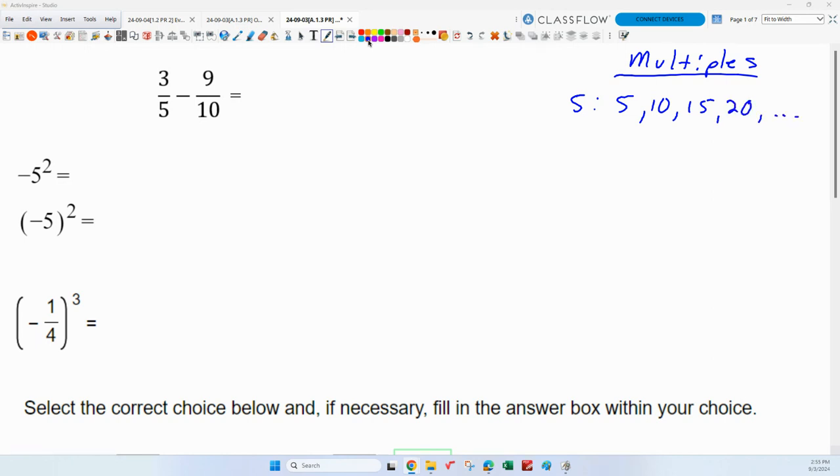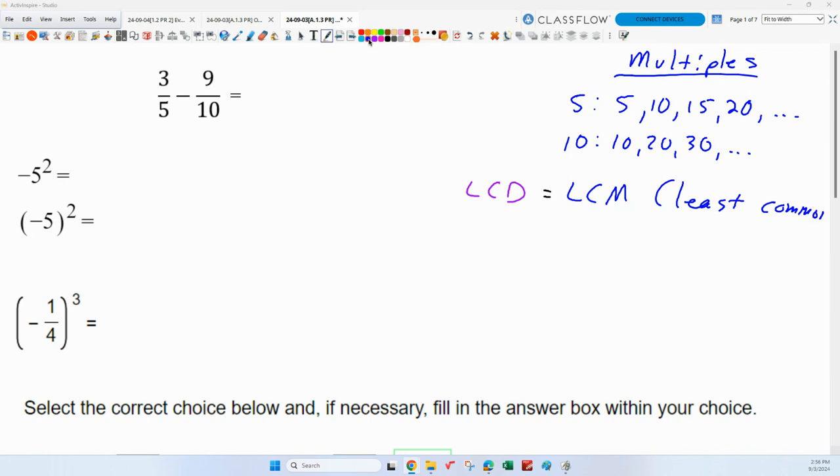and so on, right? So multiples are what you get when you multiply by 1, 2, 3, 4, etc. Multiply by the numbers in the set of natural numbers, starting at 1. Okay. Multiples of 10, and so on, right? Okay, so the LCD, least common denominator, is equal to the LCM, which is the least common multiple.